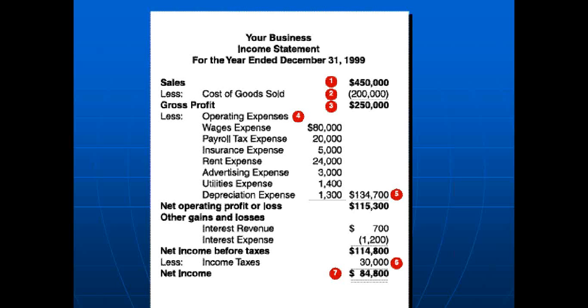So we get gross profit after deducting the cost of goods sold, and then down here after all these other expenses and taxes, we get down to net income. And net income is sometimes called the bottom line, and that's the number that makes the big difference in terms of whether or not you are profitable. Next slide.